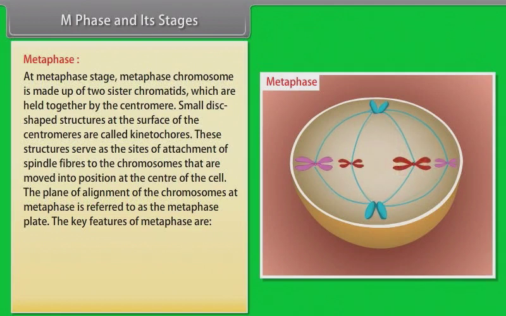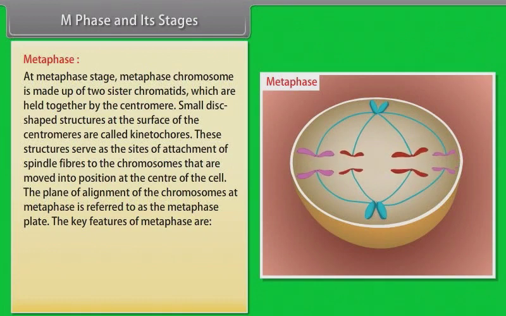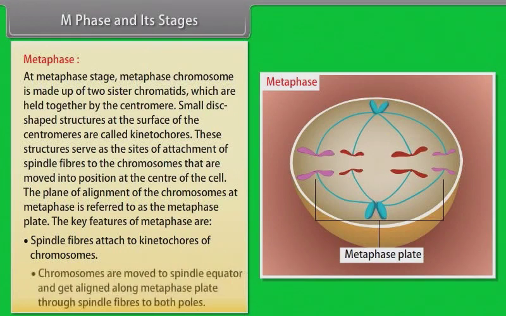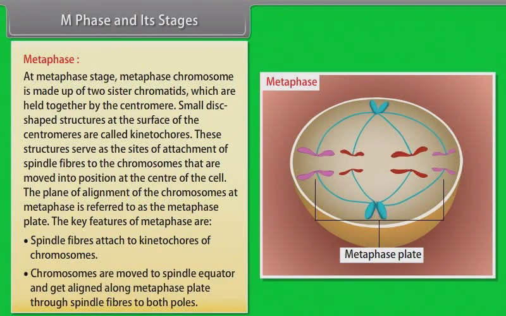The plane of alignment of the chromosomes at metaphase is referred to as the metaphase plate. The key features of metaphase are spindle fibers attached to kinetochores of chromosomes. Chromosomes are moved to the spindle equator and get aligned along the metaphase plate through spindle fibers to both poles.